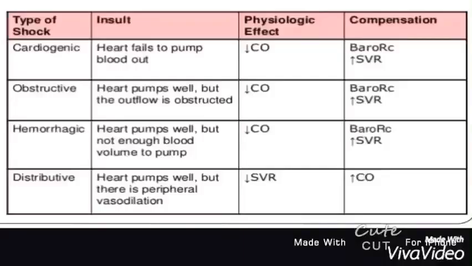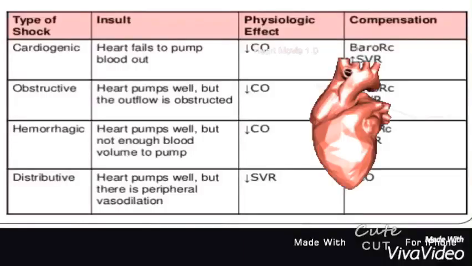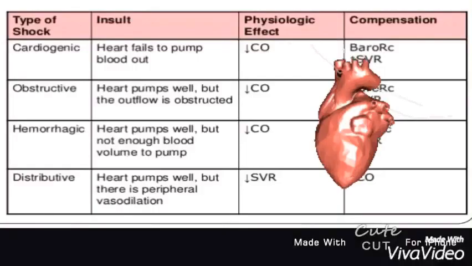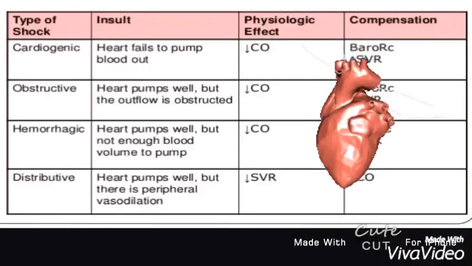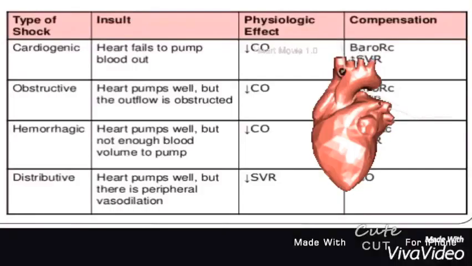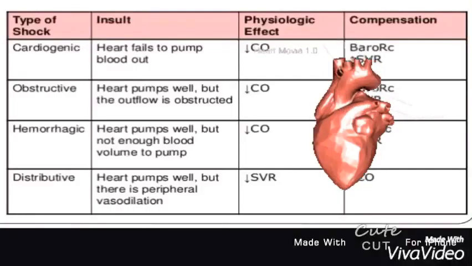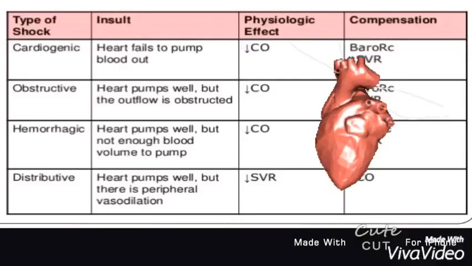The four main types of shock. Cardiogenic shock is the result of the heart being unable to supply adequate blood circulation to the vital organs, resulting in an inadequate supply of oxygen and nutrients.